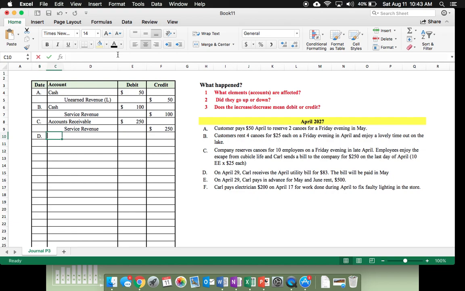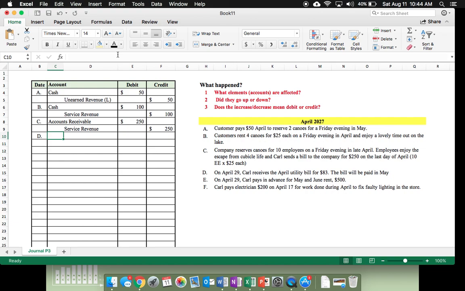Letter D. On April 29th, Carl receives the April utility bill for $83. The bill is going to be paid in May. So Carl has incurred an expense here, as we talked about before. He used the utilities in April that gave rise to a cost of $83. He's not going to pay it until later, but his utility expense has to be recorded in April.